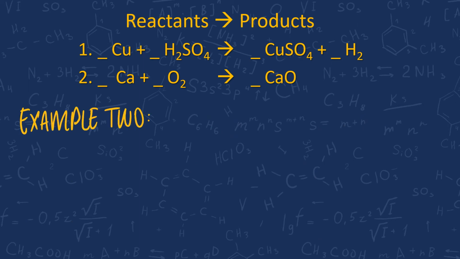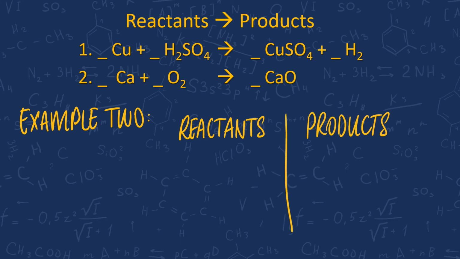Right, example number 2. So we are going to draw our little table again. So reactants and products. And first of all, we are going to do calcium. Okay, so we've got calcium on the reactant side. It doesn't have any numbers before or after it, so we've got 1. And then calcium on the product side, exactly the same. Okay, and then we have oxygen. So on the reactant side, it's got a little 2 after it, which means there are 2 oxygens. On the product side, it doesn't have any numbers before or after it, so that means we've only got 1.